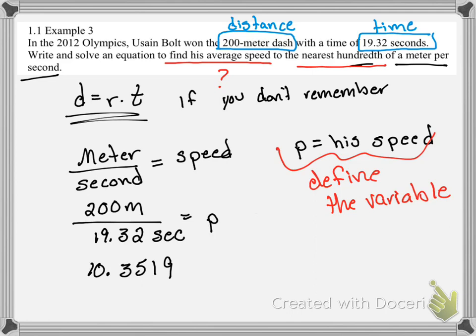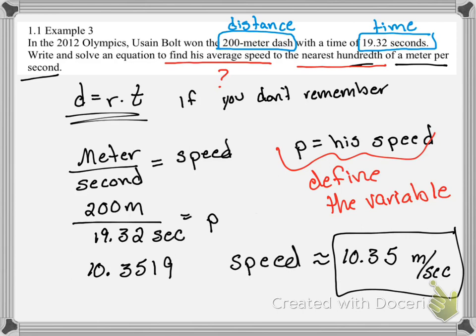So my answer, and since it's an approximate, I would say his speed is approximately 10.35 meters per second. Are you guys familiar with the approximately symbol? It's a wavy equal sign. Okay. All right, next one.